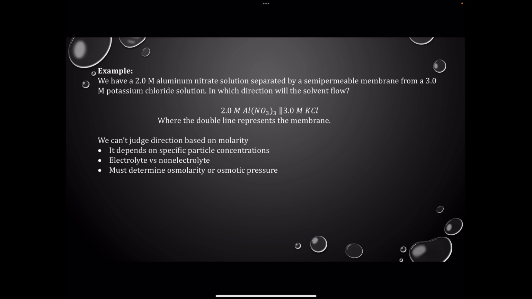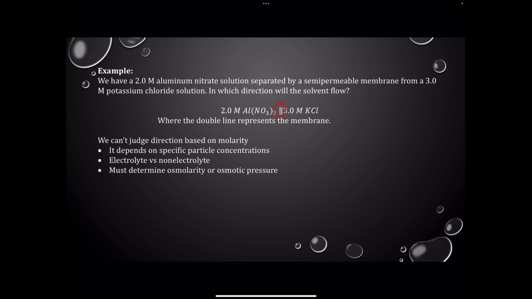So one of the things we want to be able to do with osmosis is predict how our solvent might flow. So if we look at an example, we've got a 2 molar aluminum nitrate solution. It's separated by a semi-permeable membrane from a 3 molar potassium chloride solution. And we're asked in which direction is our solvent going to flow. So we have a 2 molar aluminum nitrate solution. We see this double line here. That double line is representing the membrane. So that's just telling us we've got this 2 molar solution separated by a membrane from the 3 molar solution.